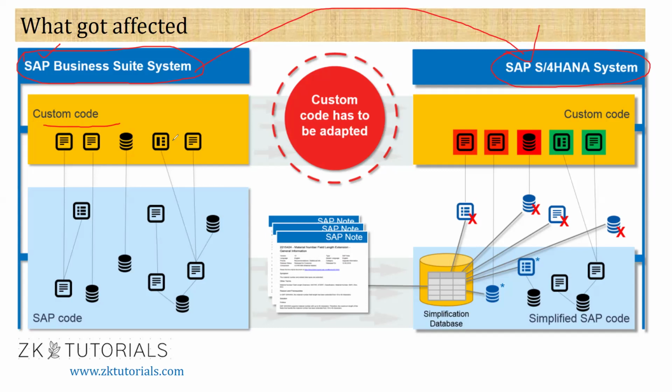Now, what is our goal? Our first goal is we need to identify what is affected. So step one is identifying what got affected, and then you need to adapt your custom code. Is this clear, guys? Everybody clear on this slide?